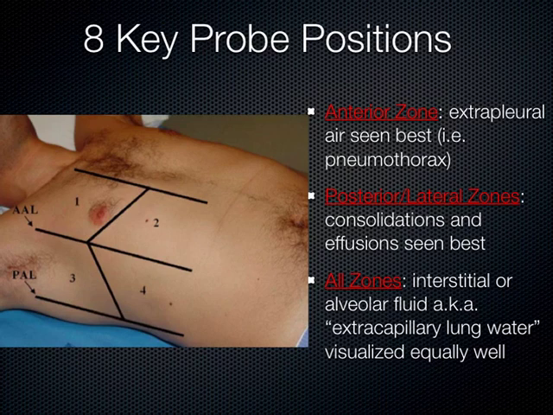because there's gravity, and essentially if you're on your back, that affects what is going on in the lung. Anteriorly is the best place to look for a pneumothorax, and we'll talk about that in a few minutes. But if you think about it, if you're supine and you have air that has escaped from inside the lung into the pleural space, where is it going to be if you're on your back? It's going to be anterior, right?